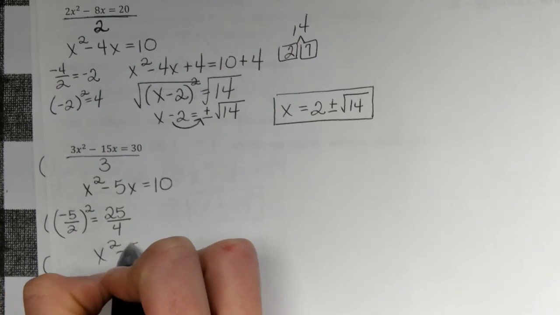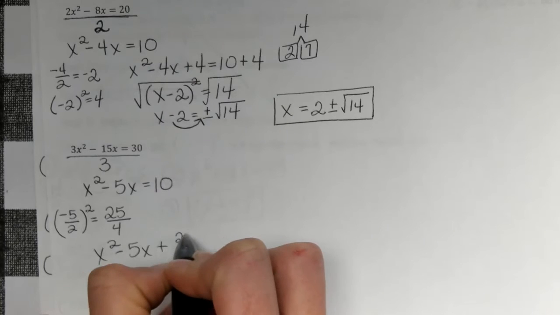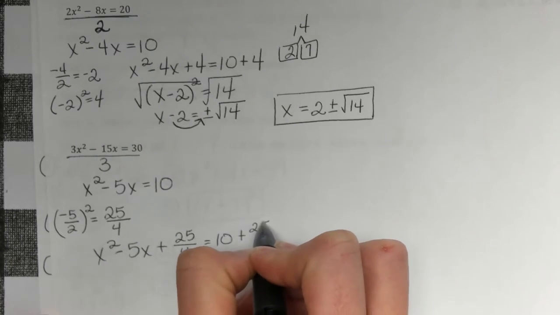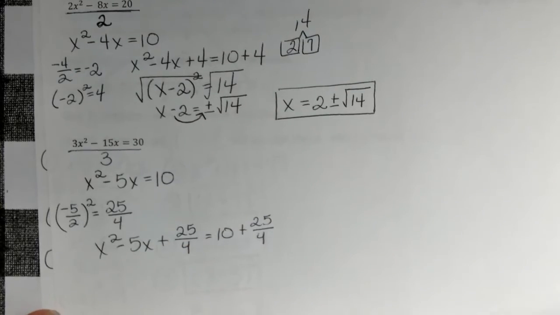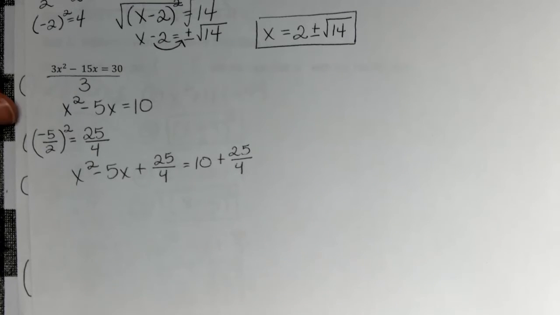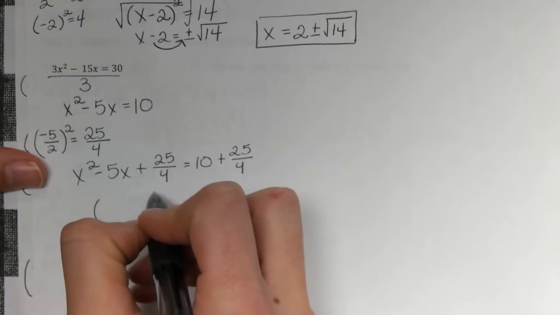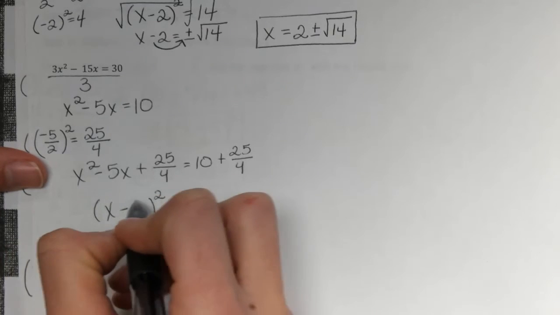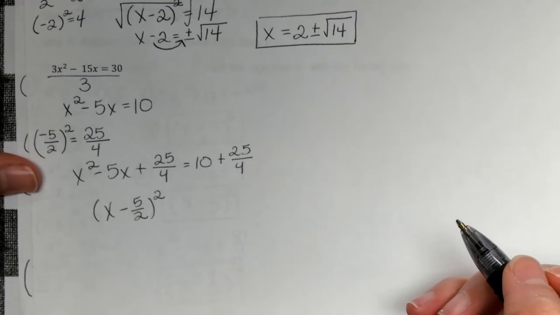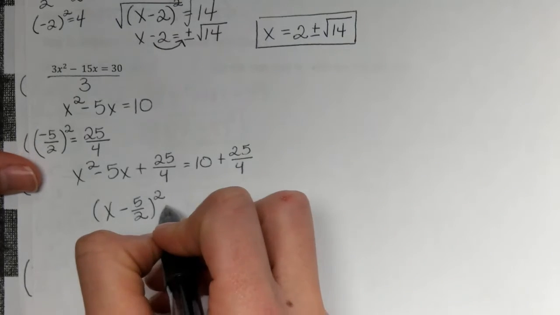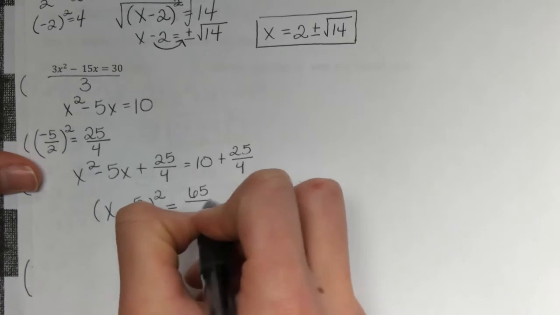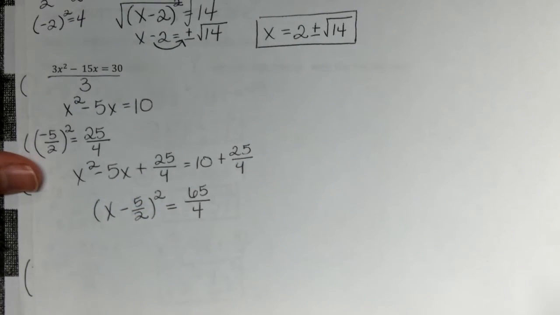So I've got x squared minus 5x plus 25 over 4 equals 10 plus 25 over 4. Factored form is going to give me what? x minus 5 over 2, squared, equals 65 over 4.